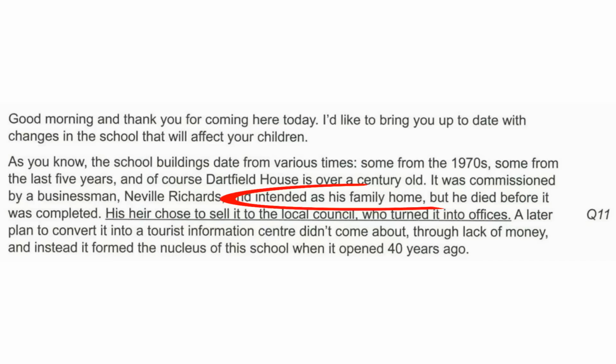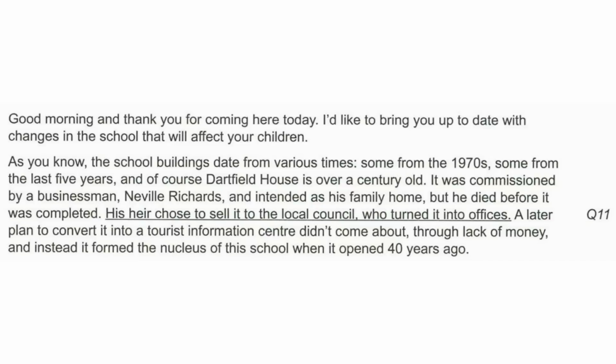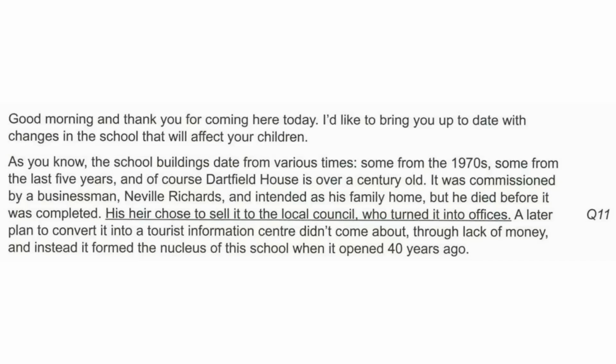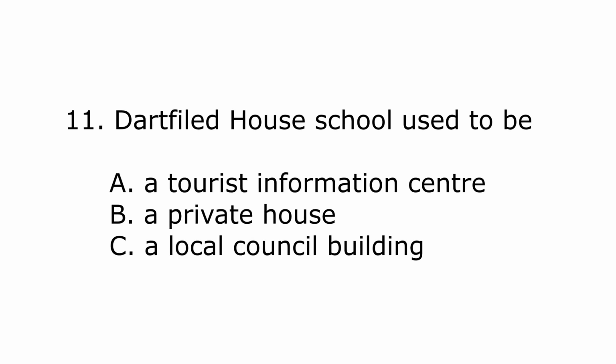Firstly, they said that the building was intended to be a private house. It was built by a businessman, but they eliminate this answer. He died, and so it was sold to a local council. So obviously the answer is C. But to be sure that the answer is not A, listen till the end. And they say that a later plan to convert this into a tourist information center didn't come about. So here they use the not particle, didn't, and they weaken option A. So obviously the answer is C. Here you can see how elimination can help you to find the correct answer. Let's listen to the next one.